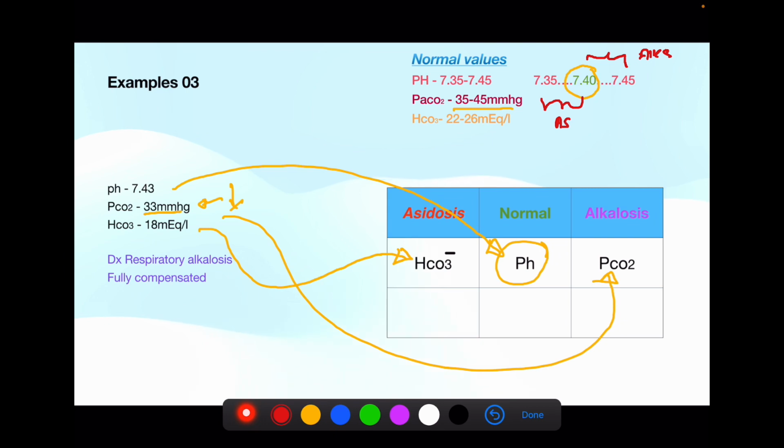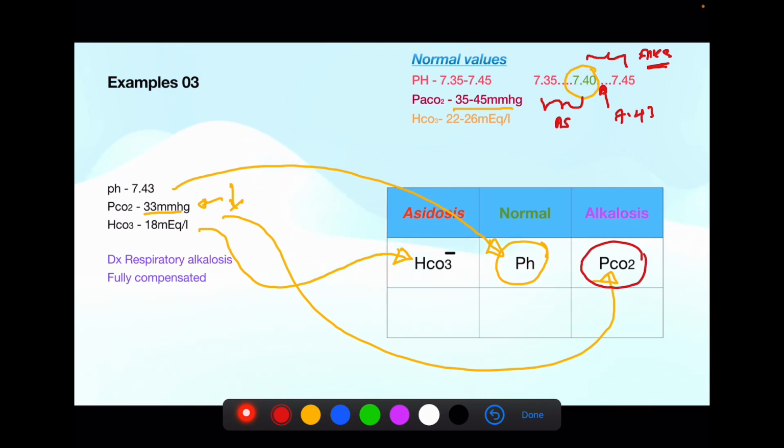Then in this example, what happened? The pH is 7.43. It means your pH value falls in this part. Which side is it? This is the alkalosis side normal pH. So now you know your pH is normal, but it belongs to the alkalosis side. Then you have to think, out of your bicarbonate and PCO2, which one belongs to the alkalosis column? PCO2 belongs to the alkalosis column, right?